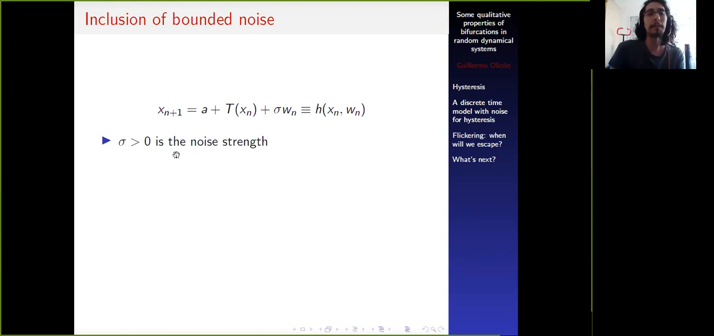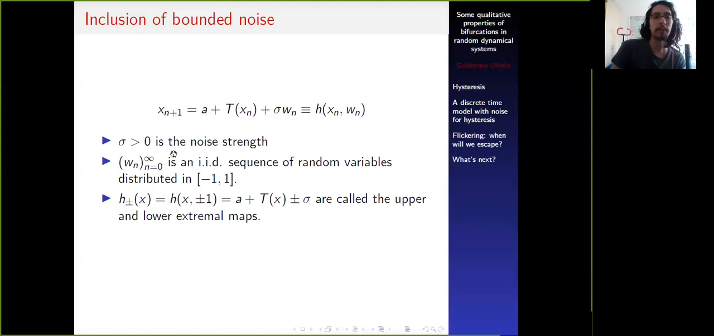And the sequence of Wn is an i.i.d. sequence of random variables. And I assume they're distributed in minus 1, 1. So that's why I say this is a bounded noise, right? So in some sense, the whole noisy term is supported in minus sigma comma sigma, and that's why I call it the noise strength. Now, some important functions are the upper and lower extremal maps. So, as I said, Wn is distributed in minus 1, 1. So it's important to study what happens when it's exactly 1 and when it's exactly minus 1.